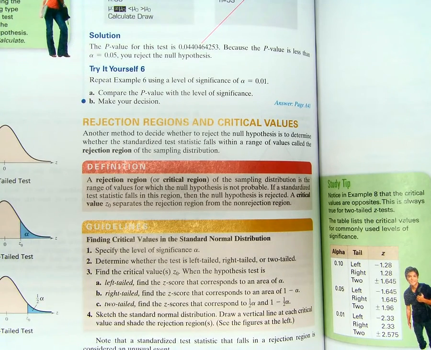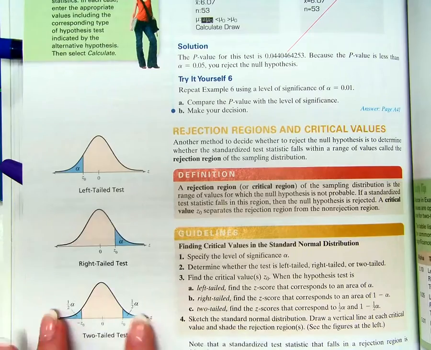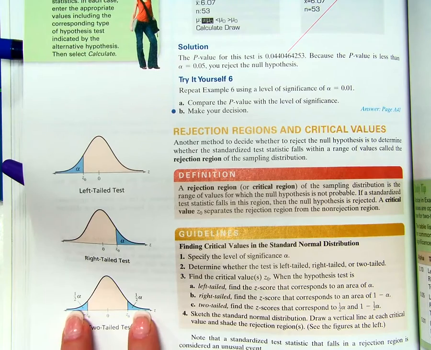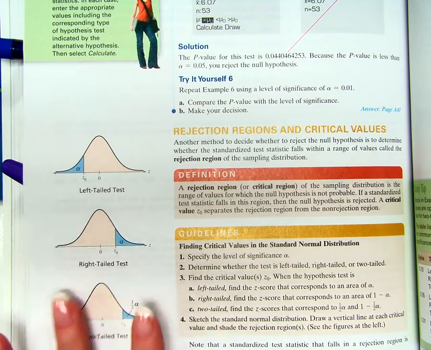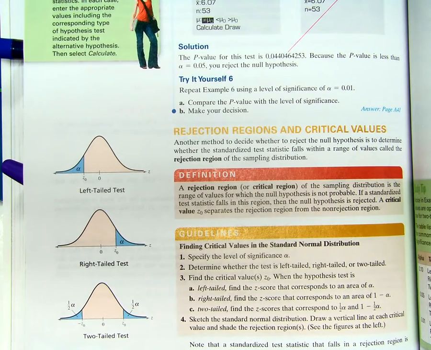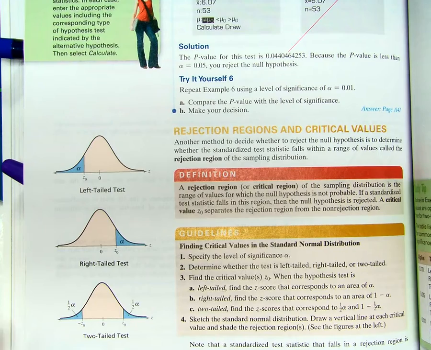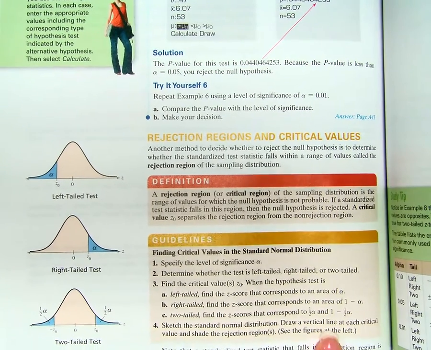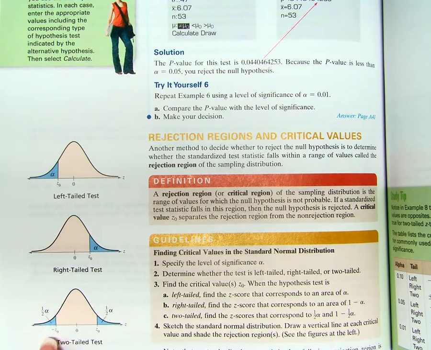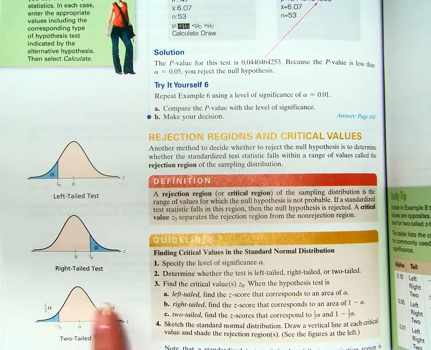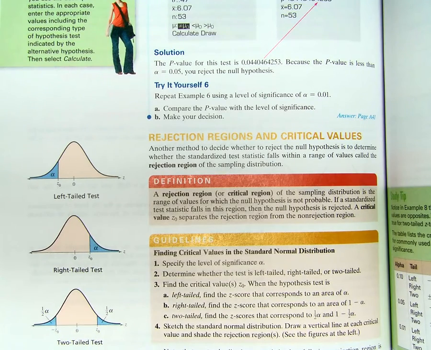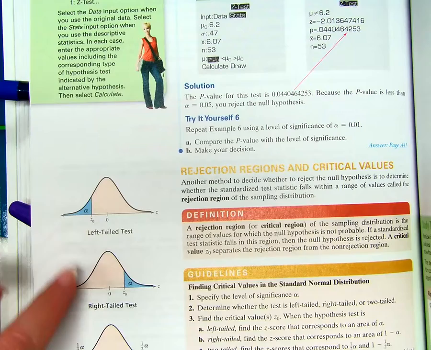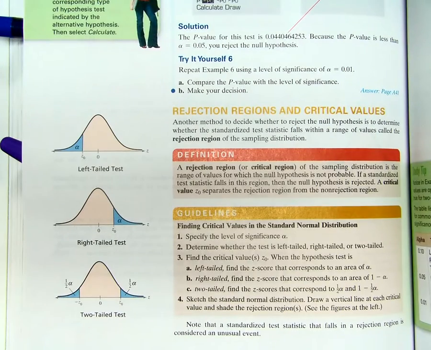Why are we using half? Remember, we're talking about the area of two-tail. If we know that area, we know it's half here and half here. That makes sense? Okay. And then you want to sketch the standard normal distribution, draw a vertical line at each of the critical values, and then shade the rejection regions. Yeah? Left tail, right tail, two-tail. Okay?